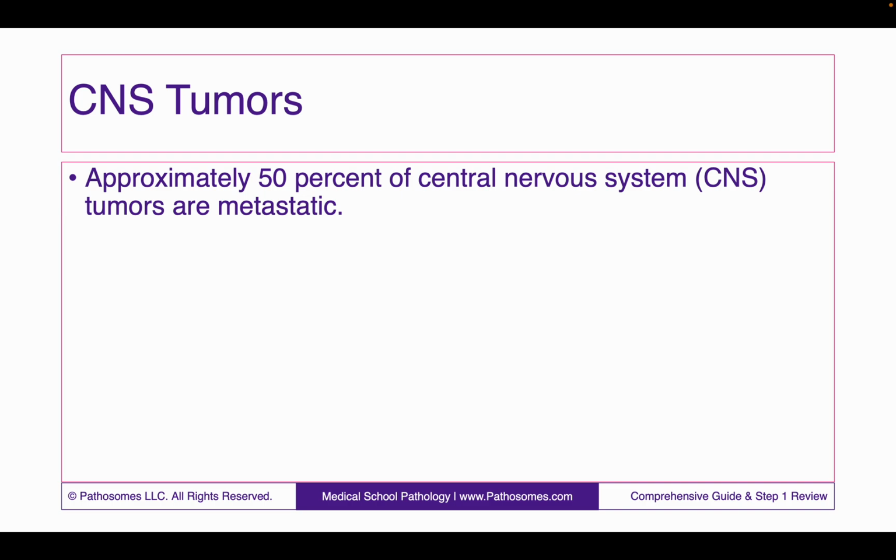First off, approximately 50% of central nervous system tumors are metastatic, right? They don't even come from the brain itself. If that was the case, they would be primary. But a lot of these are secondary. How many are secondary? Well, about 50%. That means the other 50% are likely to be primary, right?